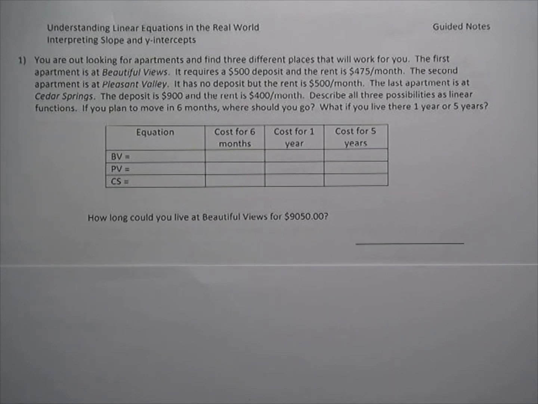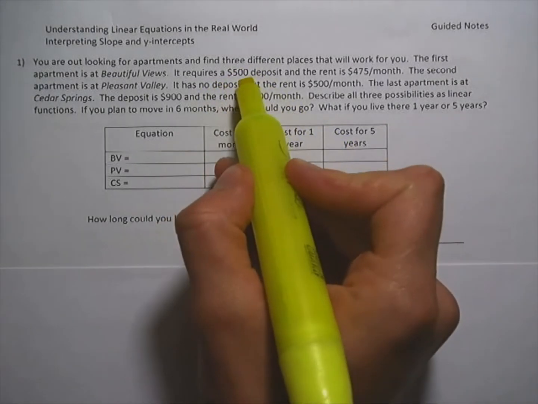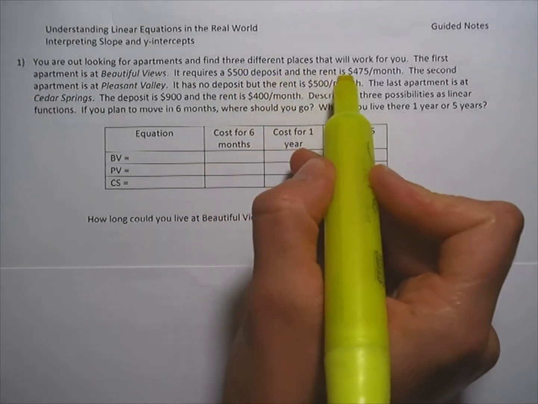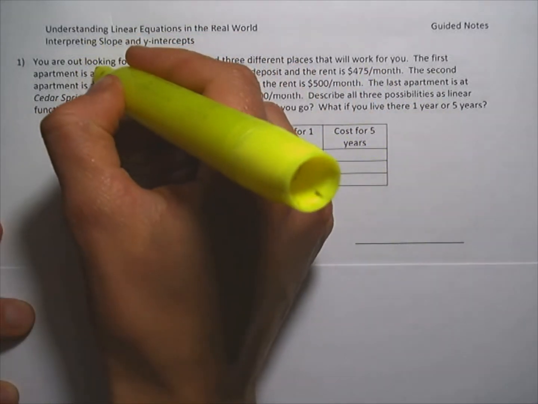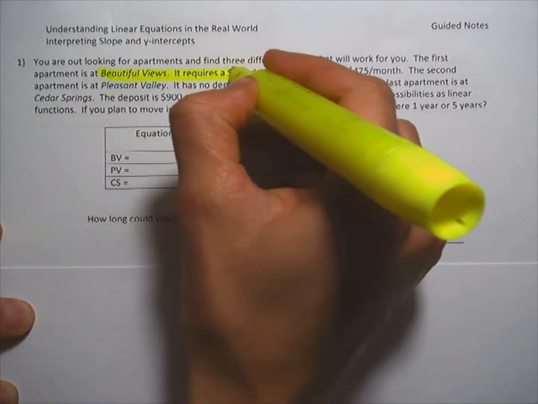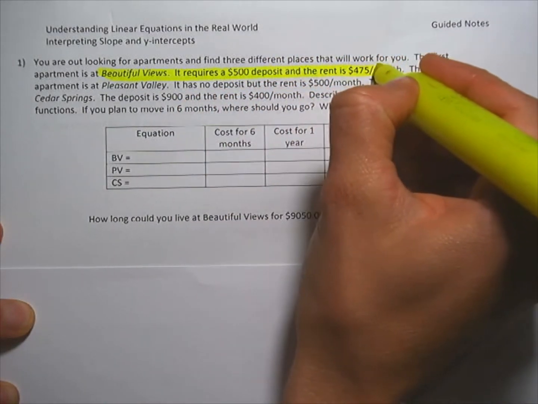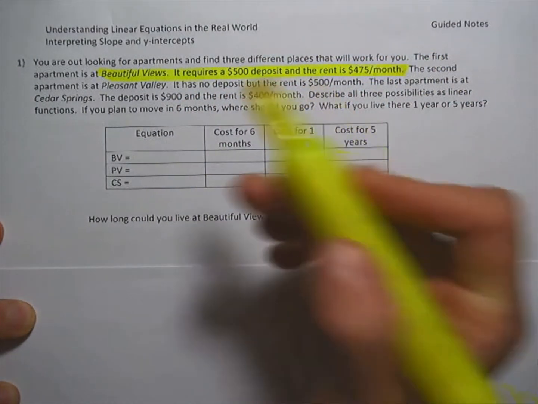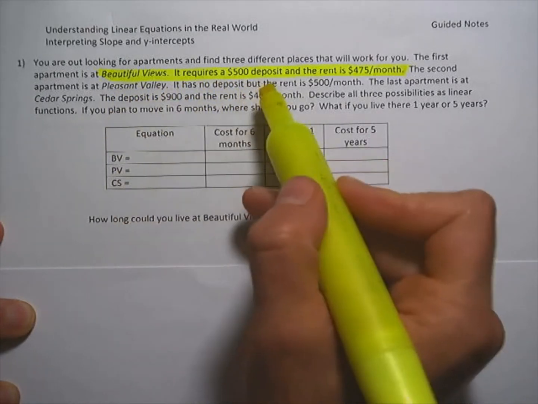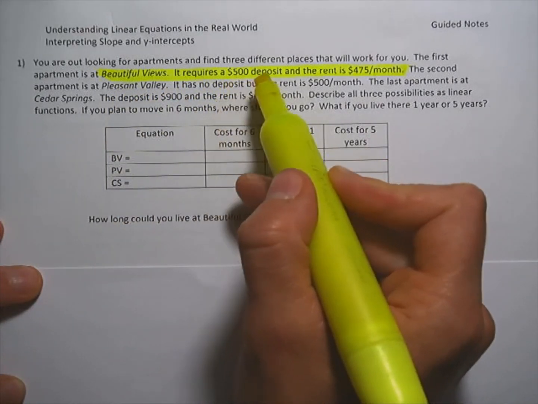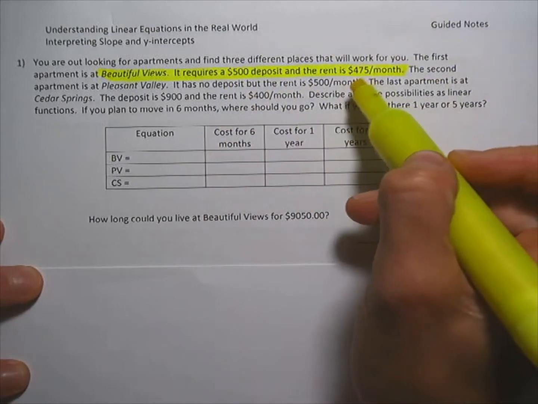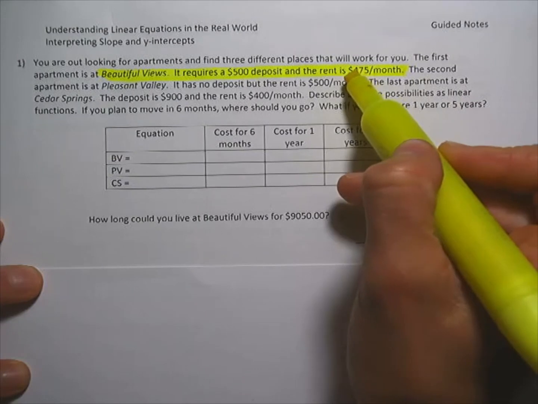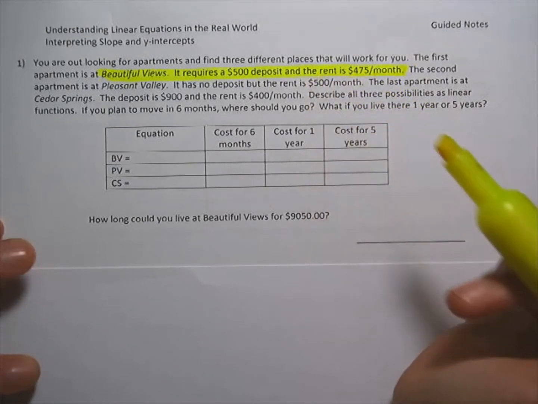It says the first apartment is at Beautiful Views. It says it requires a $500 deposit and then the rent is $475 a month. So because all of this goes together, I'm going to highlight all of that in one thing. Okay, so that's Beautiful Views. You're going to have to deposit $500, which is like, I guess, to hold the apartment for you. And then they're going to charge you $475 every month to just live there.